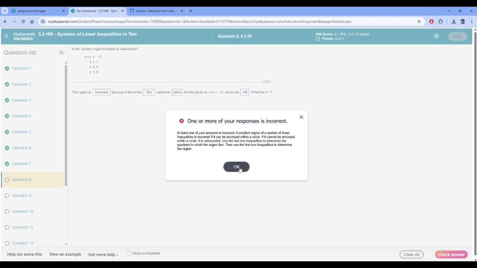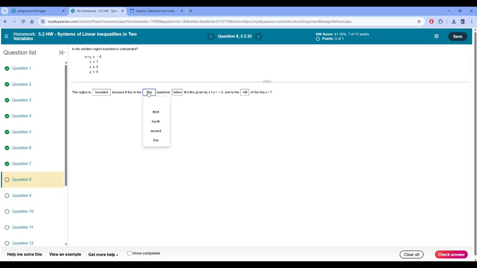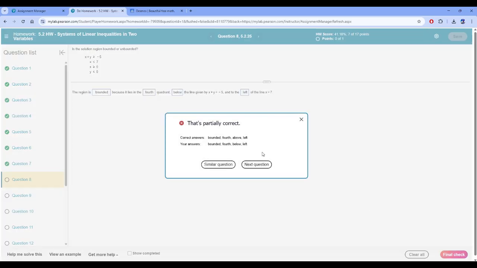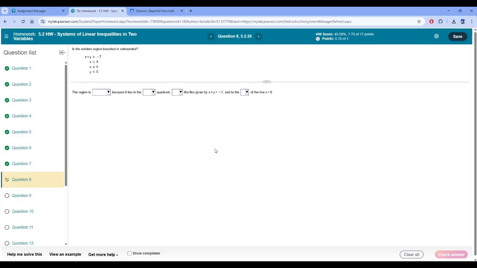Oh my goodness. Because it lies in the fourth quadrant. Sorry. Which one is it? Bounded, fourth, because it is given below. Oh, it's above. Yeah, it's above because x and y are going to. I had everything. Okay. So this region is bounded because it lies in the fourth quadrant. It is above the line and it lies to the left.